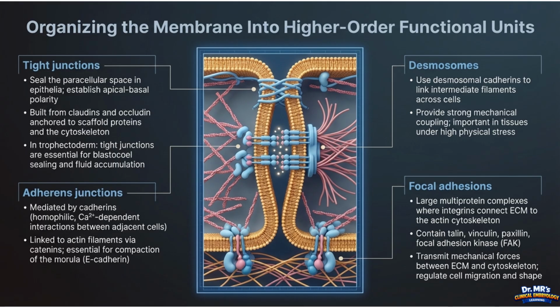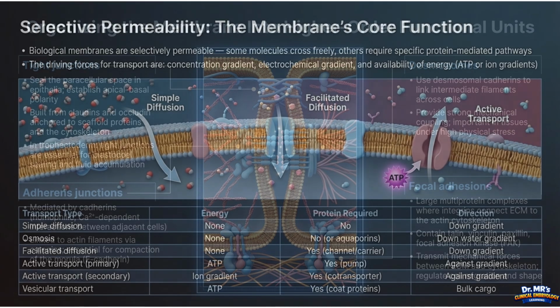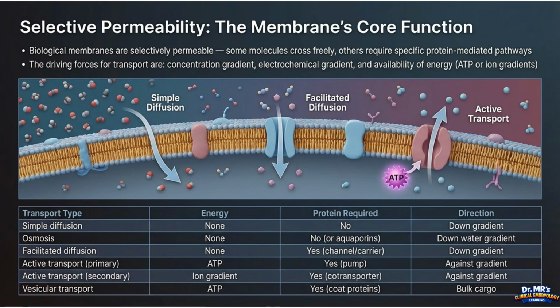With the junction biology in place, let's now turn to what is arguably the most fundamental function of the plasma membrane, regulating what moves across it. Everything we have discussed about membrane structure, the lipid bilayer, the proteins, the junctions, the glycocalyx, ultimately serves the membrane's defining function, selective permeability. The cell maintains an internal environment radically different from the outside world.